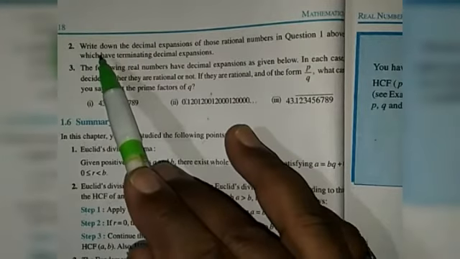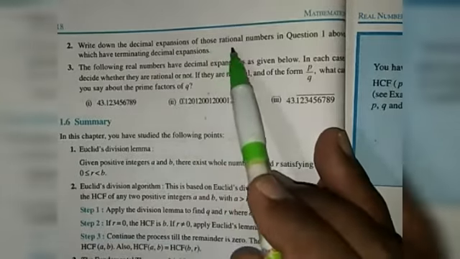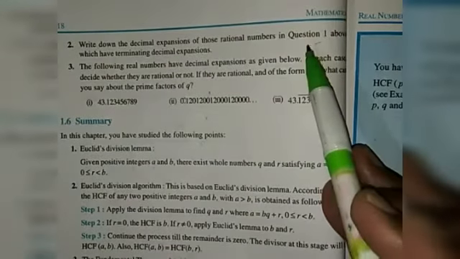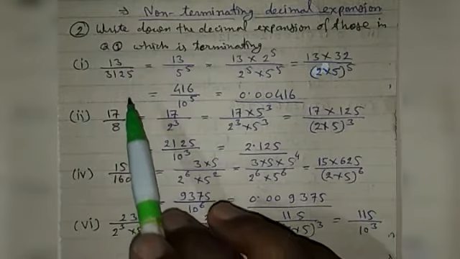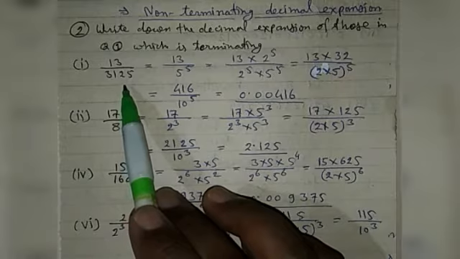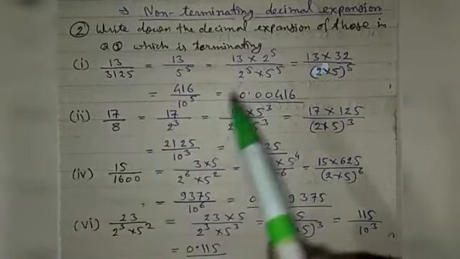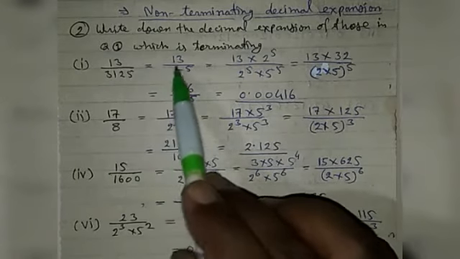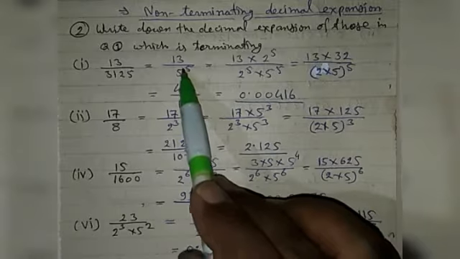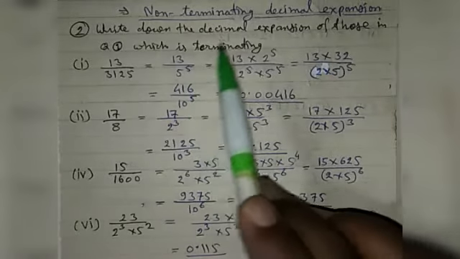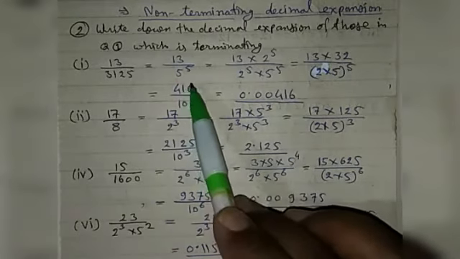Now in question number 2, write down the decimal expansion of those rational numbers in question 1 above, which have terminating decimal expansion. So this question is based on the question number 1. Then see here, in question number 1, those expansions which have terminating decimal expansion, you have to convert them in the decimal form. So question number 1, 13 upon 3125, that is equal to 13 upon 5 power 5. So it has a factor in the denominator, factor as a 5. So it is a terminating. So now you have to convert it in the decimal form.